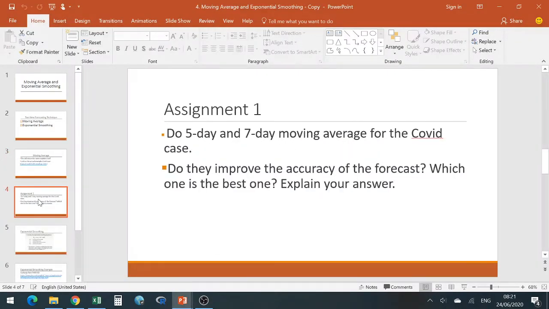This is the first assignment. I just did a 3-day moving average. I want you to do the 5-day and 7-day moving averages for this case, and check if these 5 or 7 days can improve the accuracy of the forecast. I want you to tell me which one is the best one, and explain your answer a little bit, just to make sure that you know what you're doing. That's the first assignment.